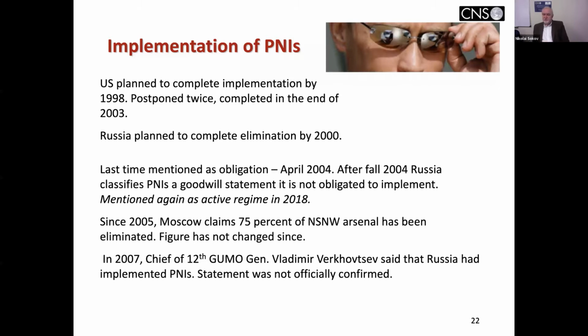Implementation of that informal regime took quite some time because thousands of nuclear weapons had to be eliminated. That's expensive and time-consuming, so it took quite a long time. However, in 2004, we faced this problem that the non-strategic weapons regime was informal. It was not legally binding. And Russia simply said, we just see it as a goodwill statement, and we no longer consider ourselves bound by it.